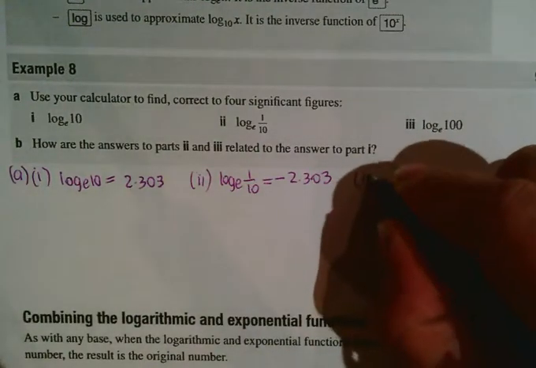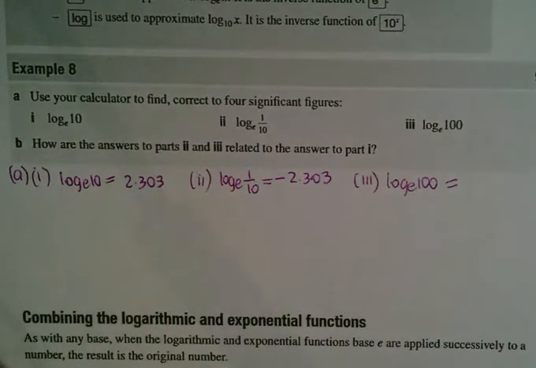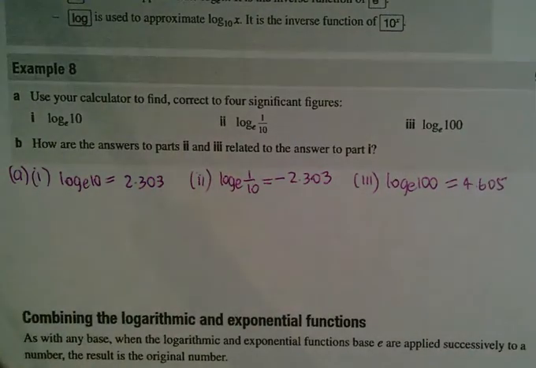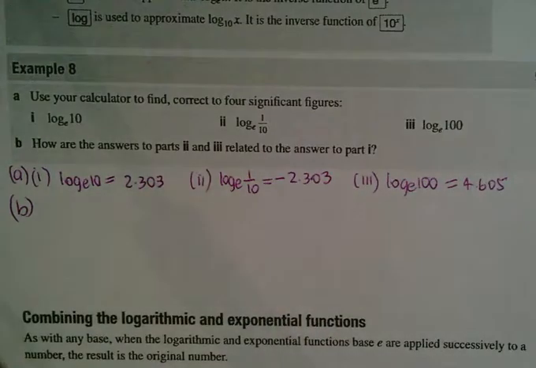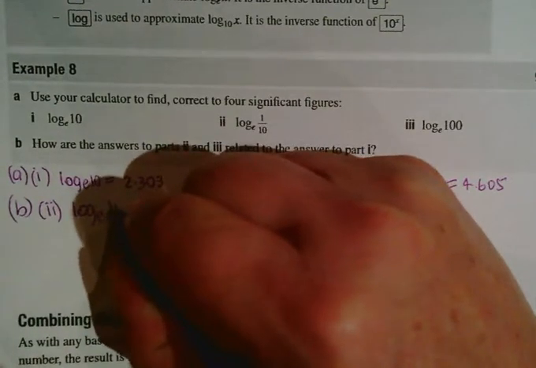And part 3, log to the base e of 100, so that would be ln of 100 on your calculator. We're getting 4.605 to 4 significant figures. Now, part B is asking how the answers to parts 2 and 3 are related to the answer in part 1. So let's just look at B part 2, log to the base e of 1/10.